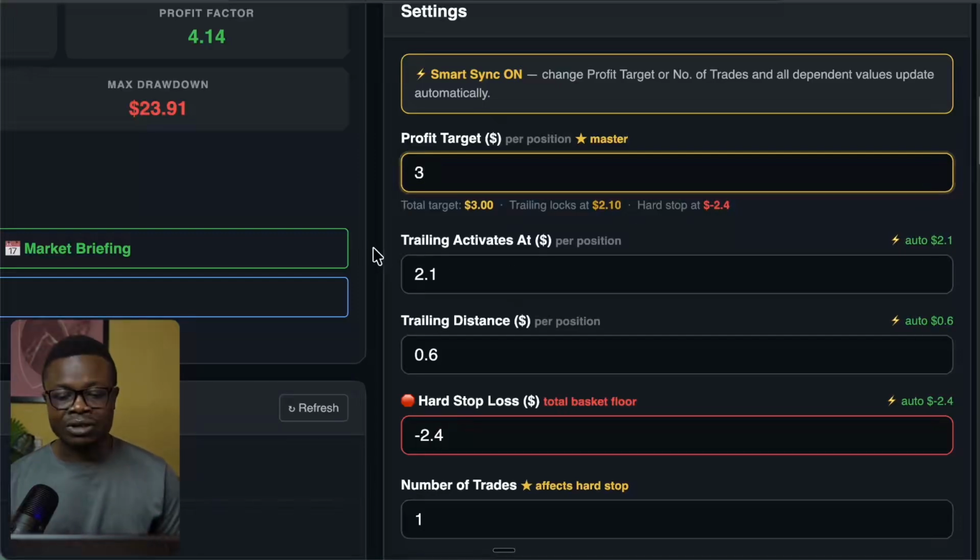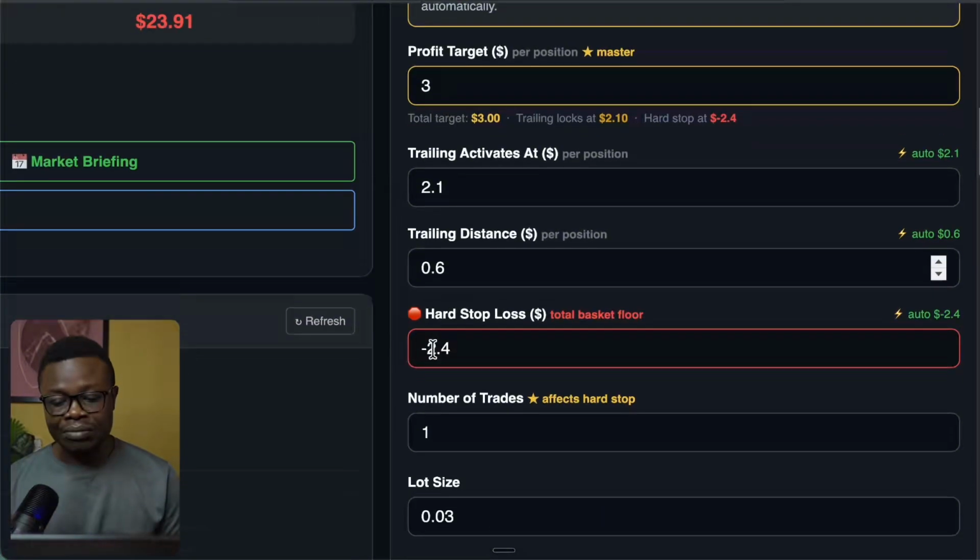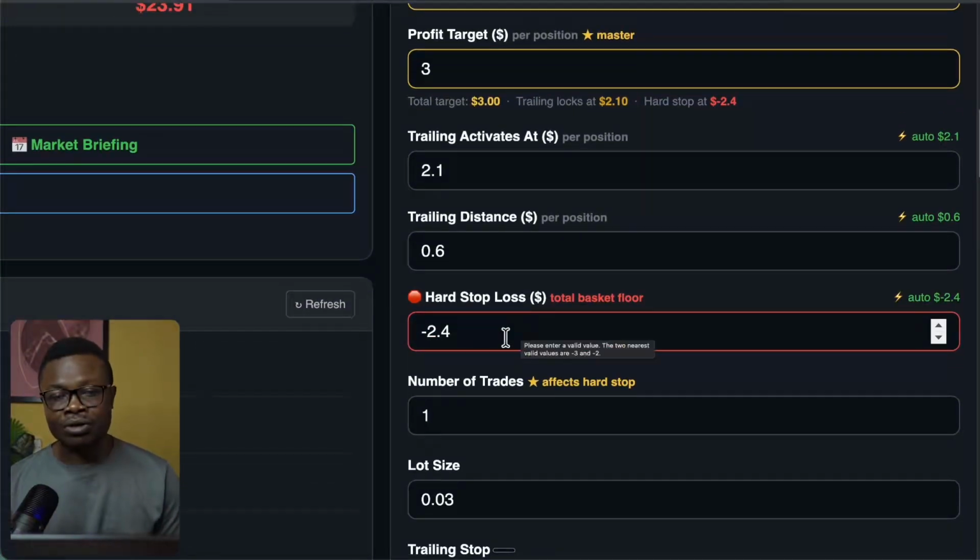So I don't want a situation where I adjust this separately and then start pressing a calculator to know what the trailing stop percentage, the amount will be and all that. So once you adjust this, automatically the trailing stop, trailing distance, all of that will be adjusted. And then the hard stop loss too will be adjusted.